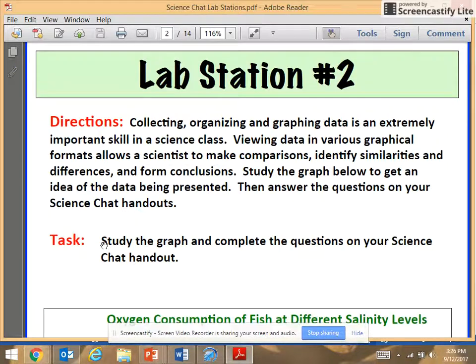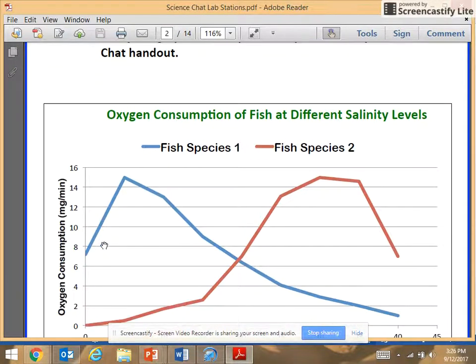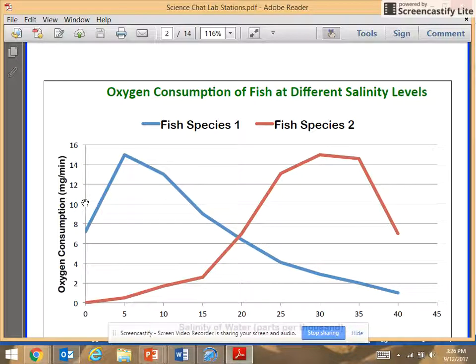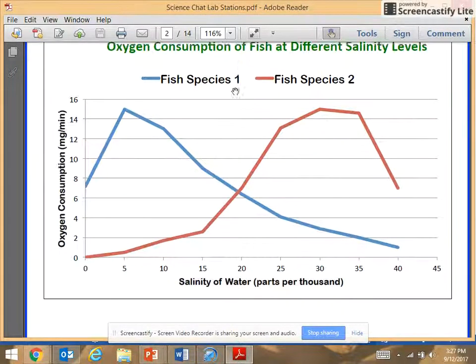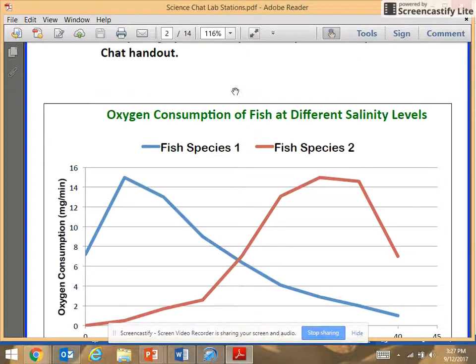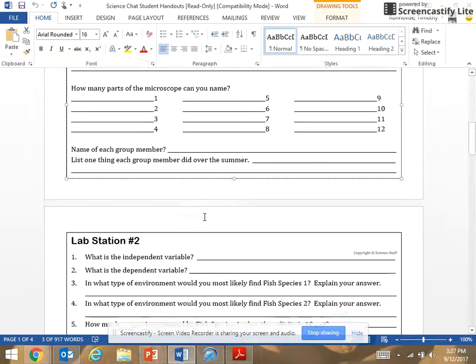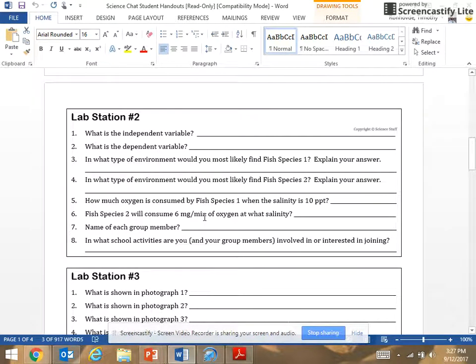Just one other, station 2, was about interpreting and analyzing graphs. So you're looking at the consumption of oxygen by fish at different salt levels, which is what salinity means. So by changing the salt in the water, which you can see down here, as the salt level increases, what happens to the oxygen consumption of 2 different separate fish species? And your group's task was to analyze that and answer a few questions about variables. That one proved pretty difficult as well.